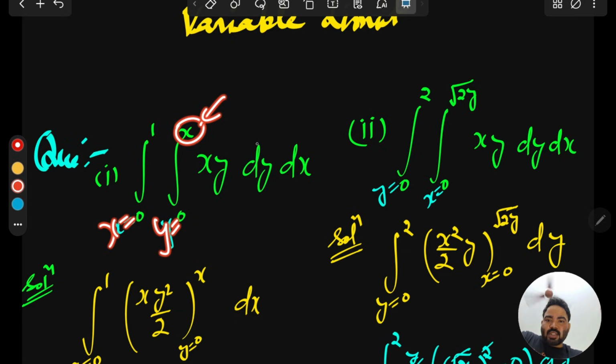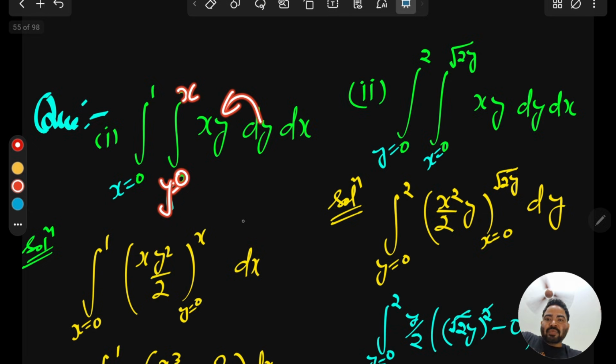If this is the variable, then just solve the variable limit first, and after that the constant limit. If you are going to do the variable limit, and you can see the variable limit in x, so this is the y limit, so do the integration with respect to y first. If you are doing integration with respect to y first, then x is a constant. If x is a constant, then the integration of y is y square upon 2. Just put the upper limit minus lower limit.